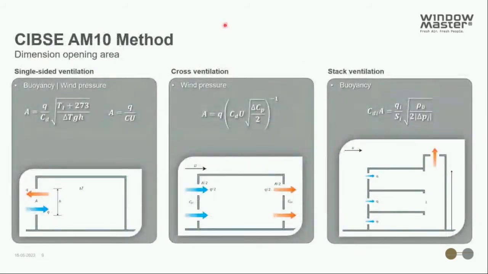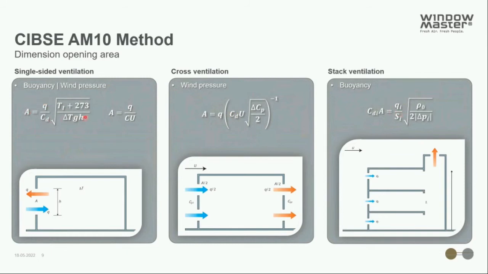Now, another great addition to the new ASHRAE 2019 to the prescriptive path is the option of using the CIBSE AM10 method. And this method actually allows us to design our opening area, or dimension our opening area, based on the different ventilation strategies. And here we actually have cross ventilation with wind-driven pressure as an option. We also have the required ventilation rate as an input, you can see in the equations.